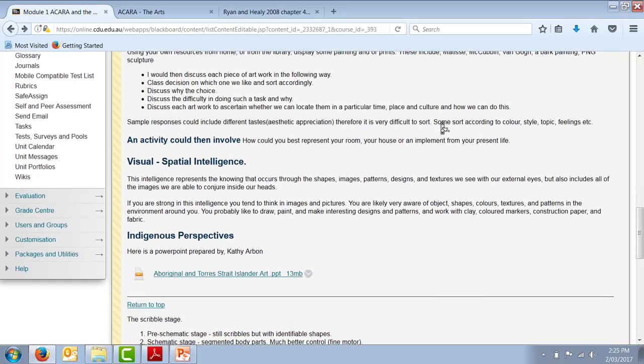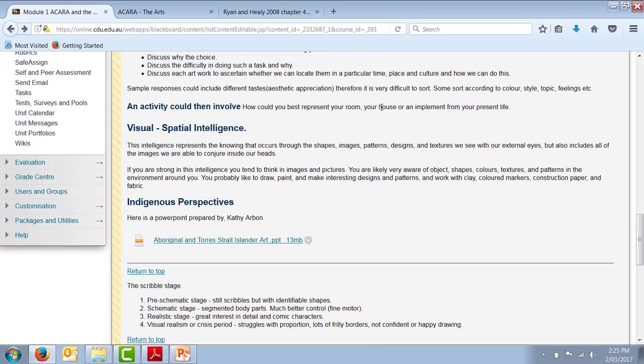We've got spatial intelligence. This intelligence represents the knowing that occurs through the shapes, images, patterns, designs, and textures we see with our external eyes, but also includes all of the images we are able to conjure inside our heads. If you're strong in this intelligence, you tend to think in images and pictures, and so this can be difficult to learn when there's a lot of visual stimulus coming in.